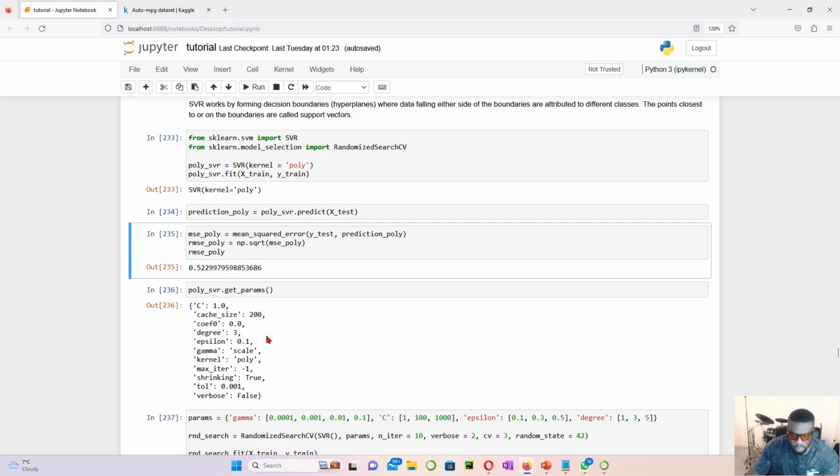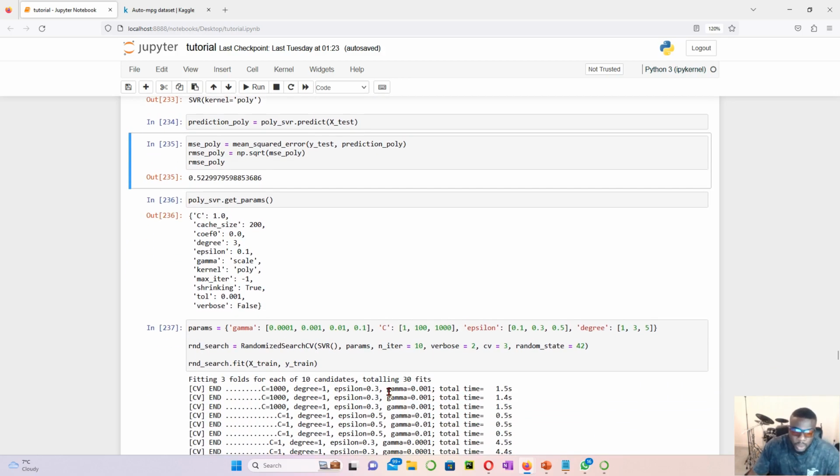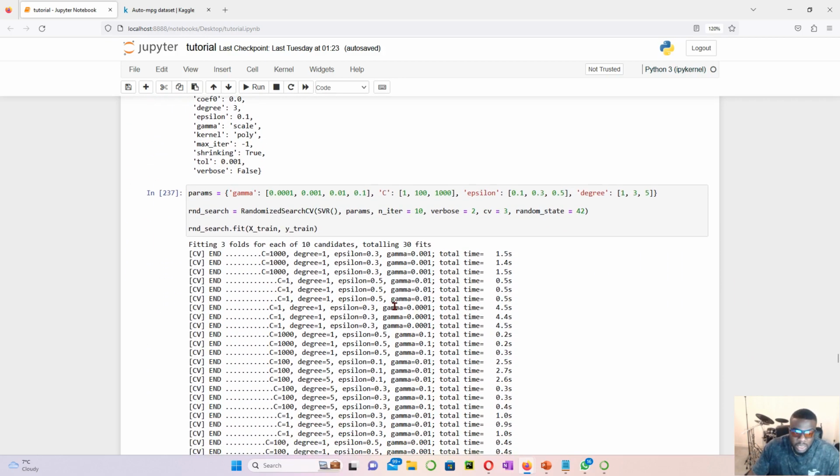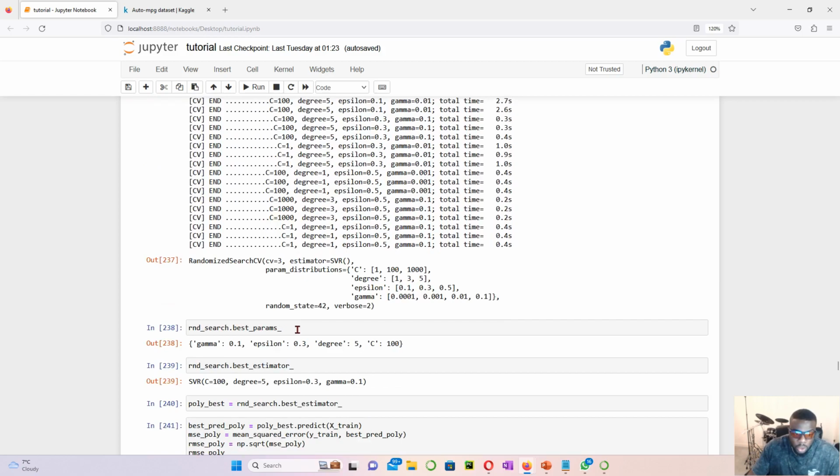Okay, and I basically do a random search, choose this assortment of parameters, and give me the best one that fits the data the best effectively. So I basically have done that, and I've chosen this code.